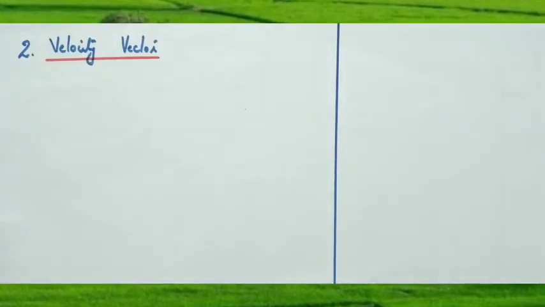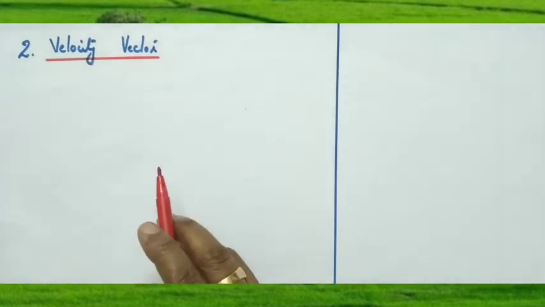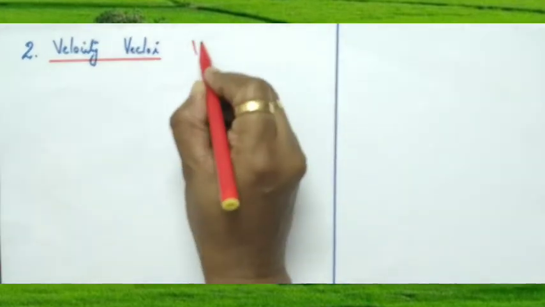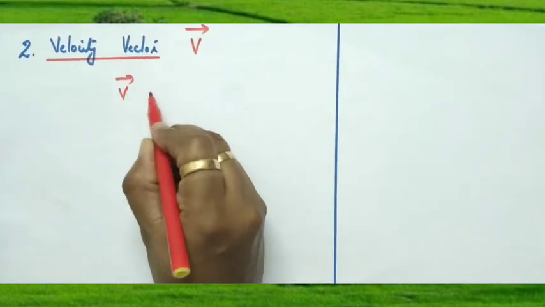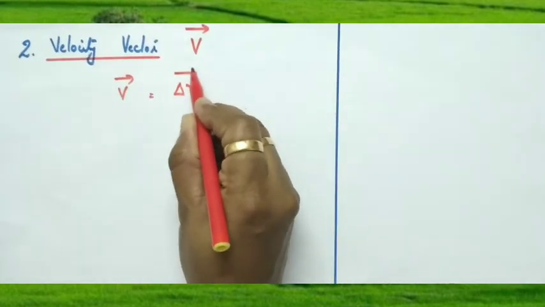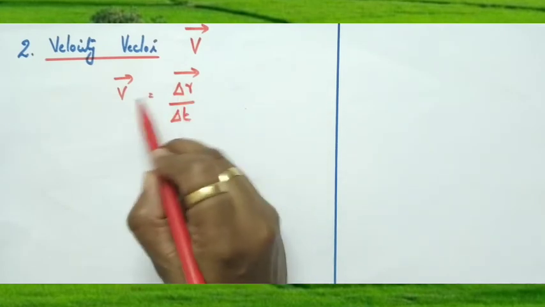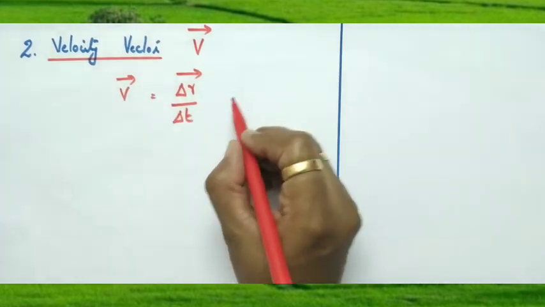Now, we can study velocity vector. In the chapter motion in straight line, we have studied what is velocity. Velocity is displacement divided by time. Here we can represent velocity in vector form. Velocity vector is represented by vector V. We know velocity vector is displacement vector divided by time. So, velocity is displacement by time and velocity vector is displacement vector divided by time.